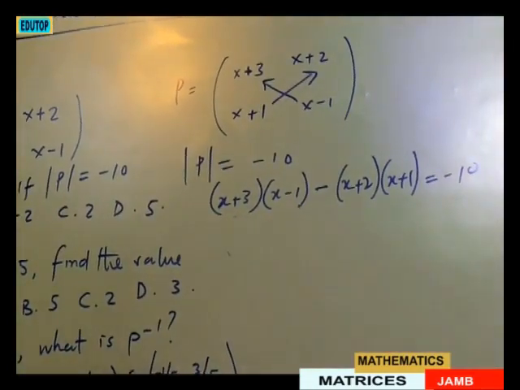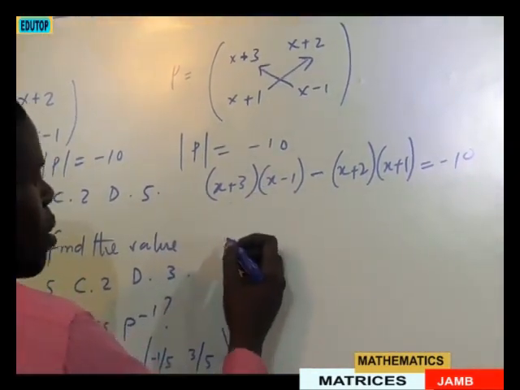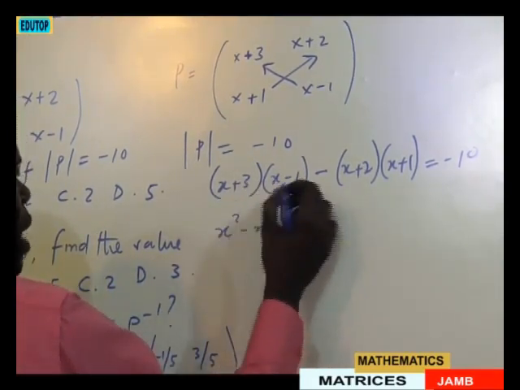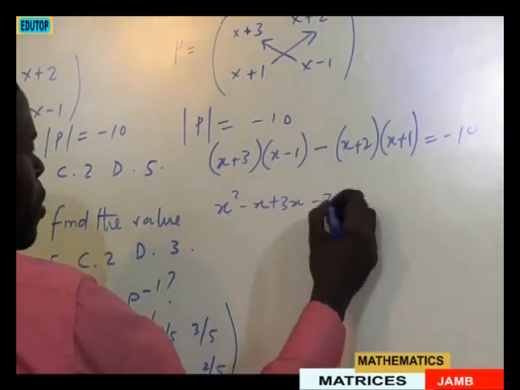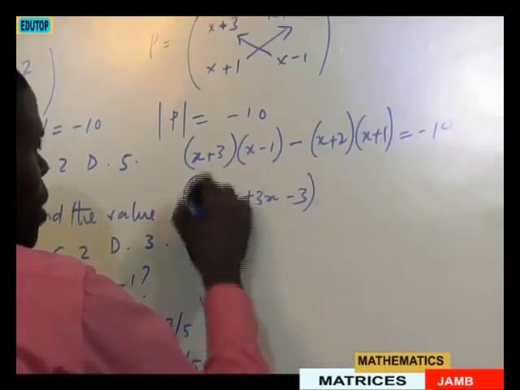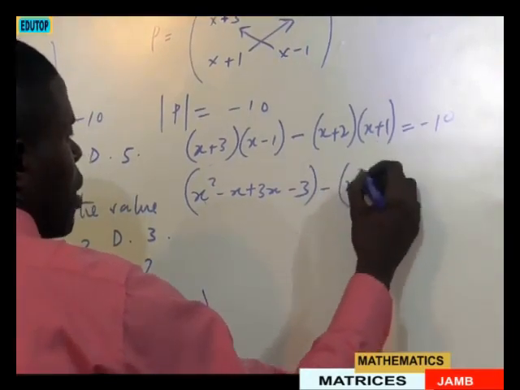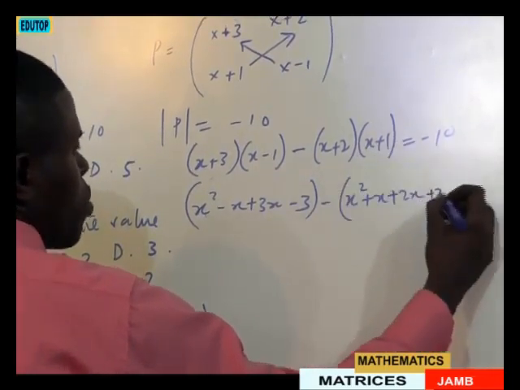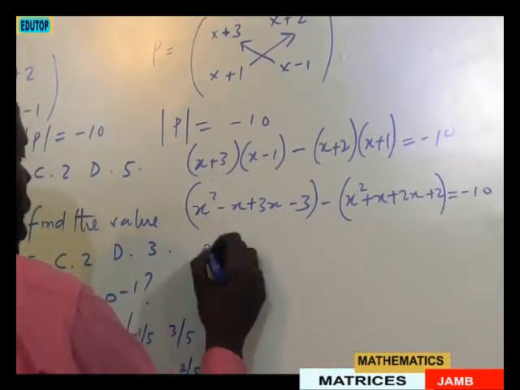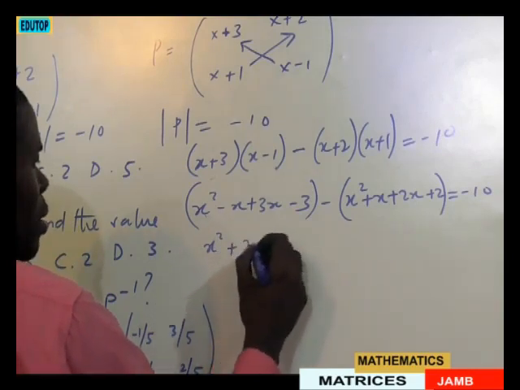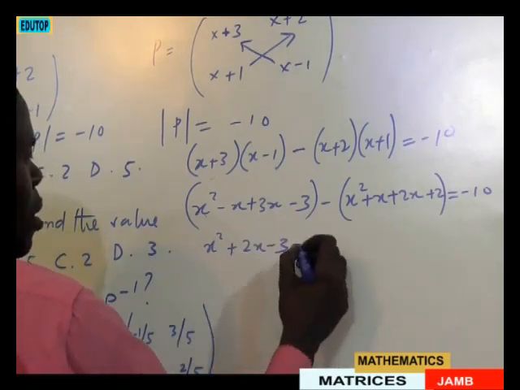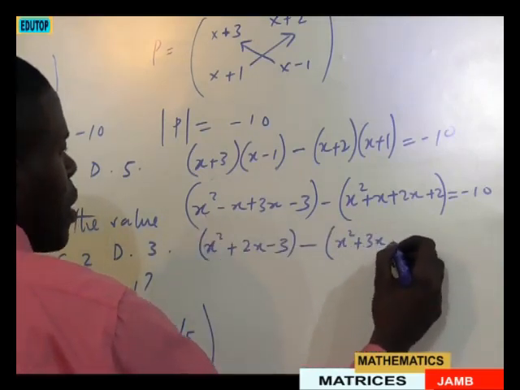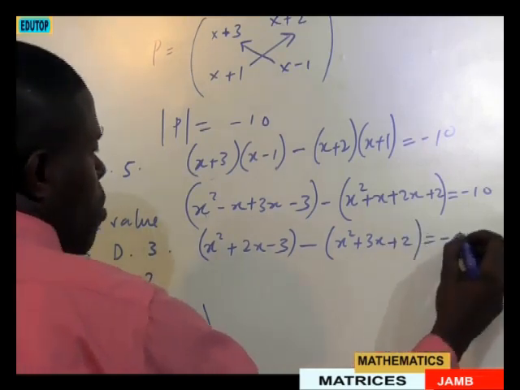So let's open this. This times this, X squared. This times this, minus X. This times this, plus 3X. This times this, minus 3. Put in a bracket, minus. This times this, X squared. This times this, plus X. This times this, plus 2X. This times this, plus 2, equals minus 10. So X squared plus 2X minus 3, minus X squared plus 3X plus 2, equals minus 10.